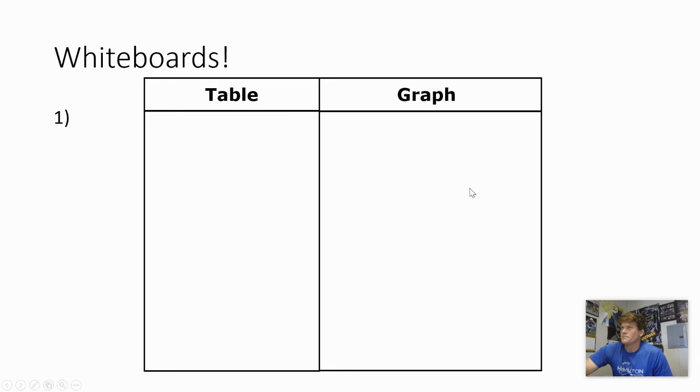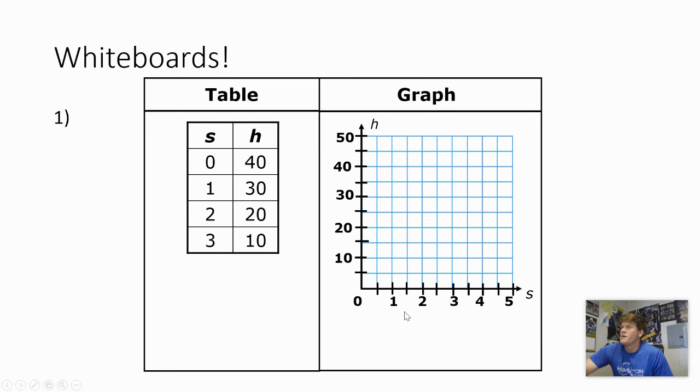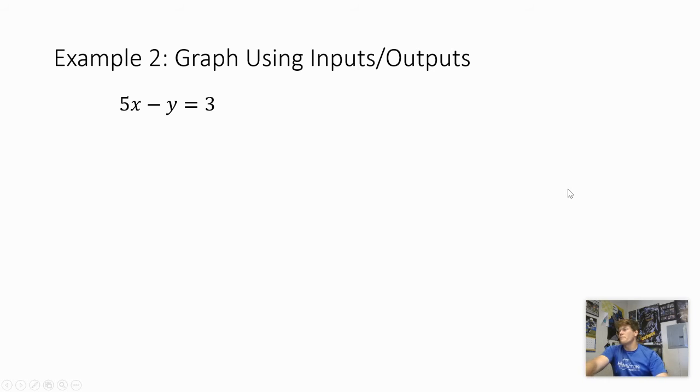You try. Take a look at this problem. 0, 40; 1, 30; 2, 20; 3, 10. Set up your graph, see what you can do. Okay, so 0, 40; 1, 30; 2, 20; 3, 10. It's a downward going line, starting at 40.